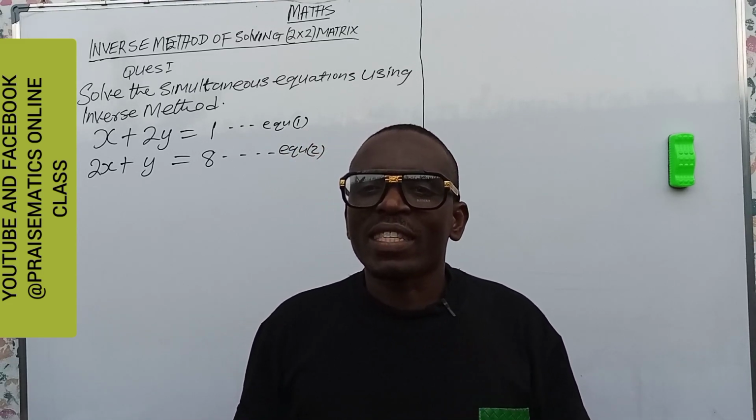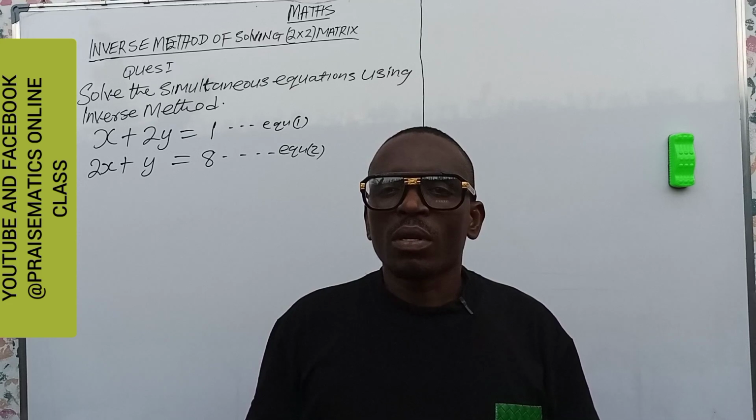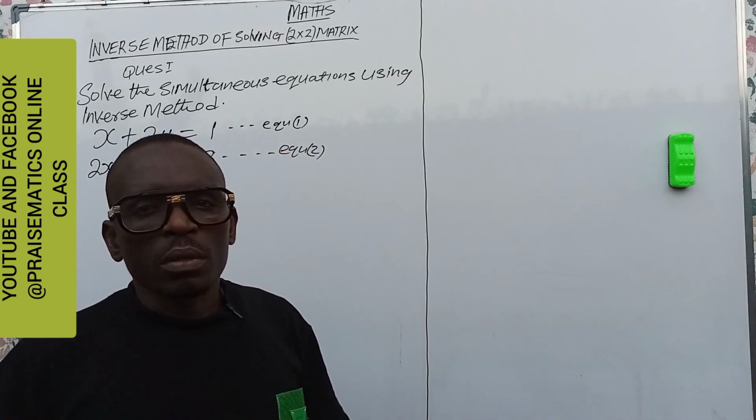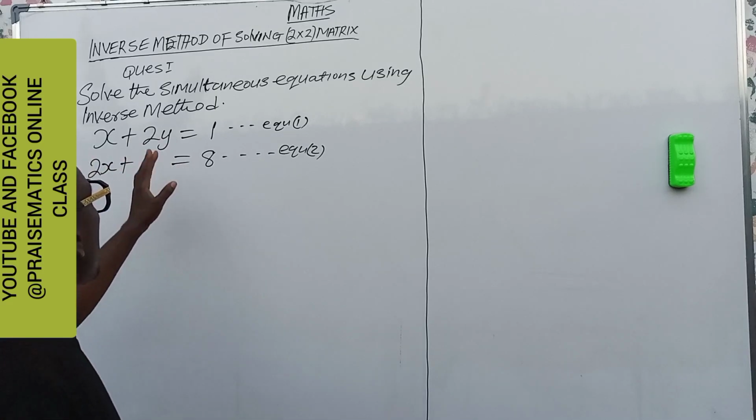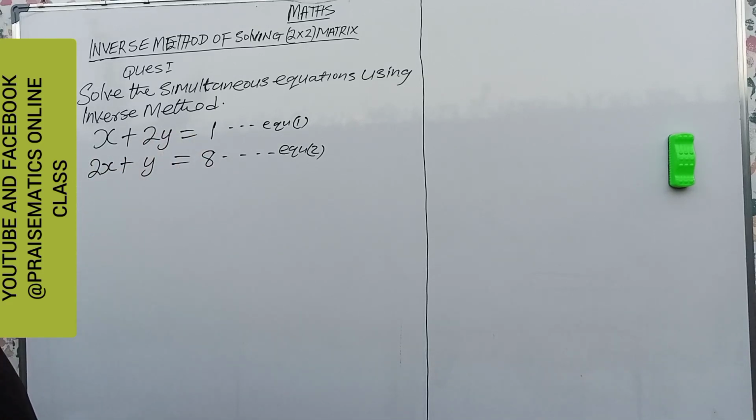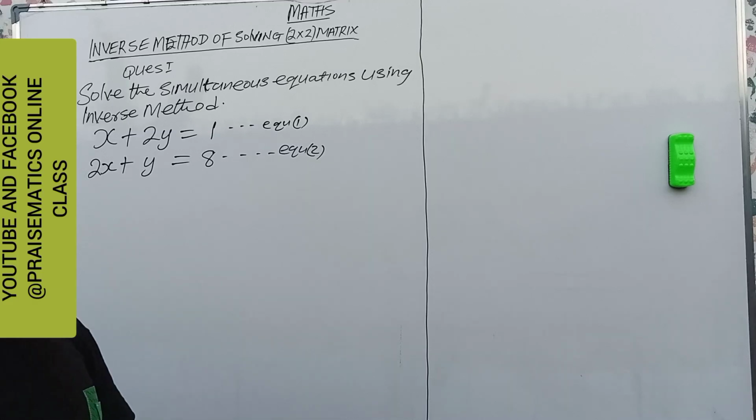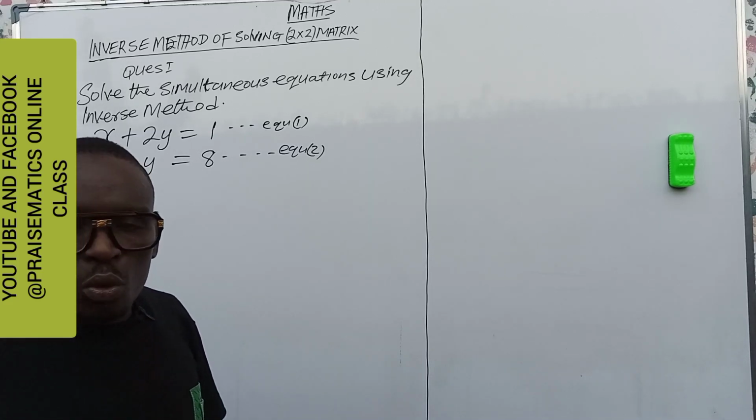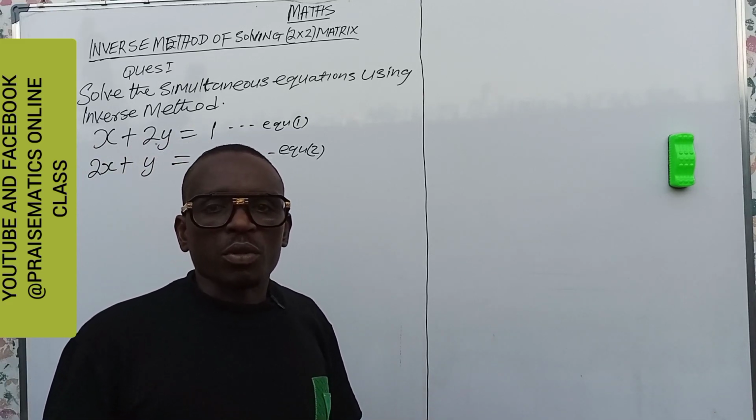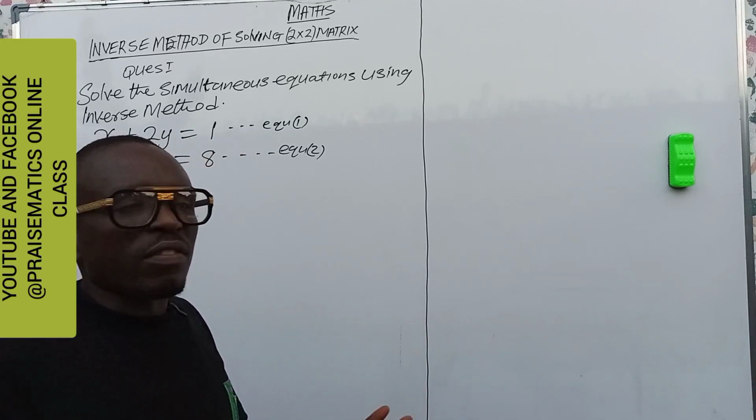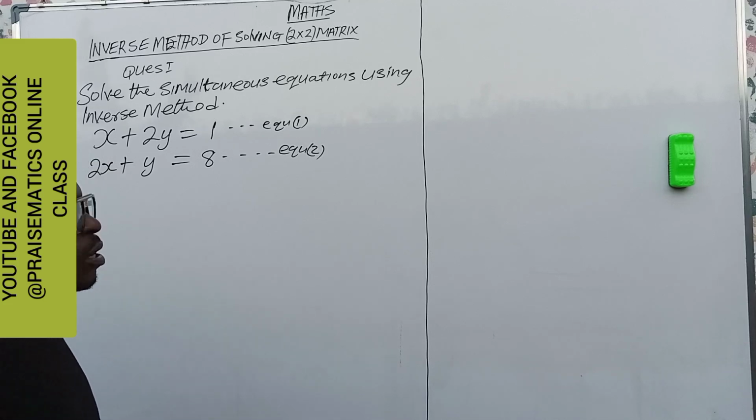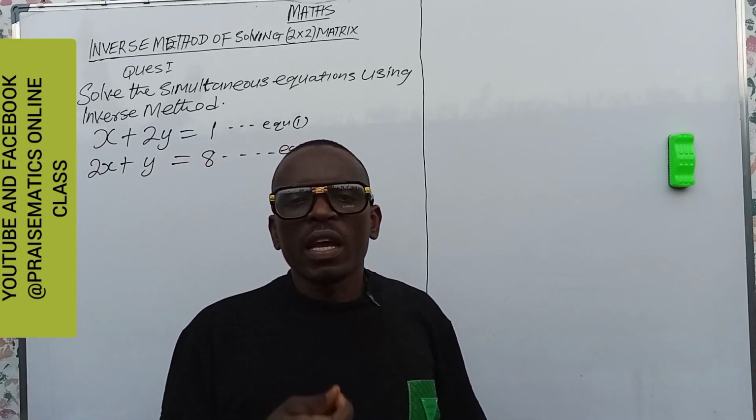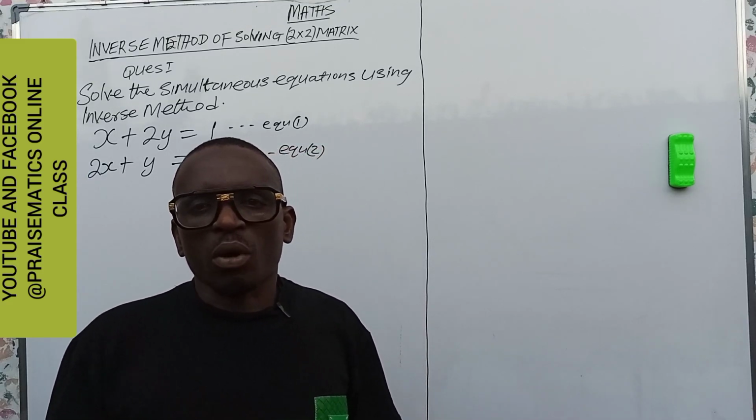In today's class, we are going to look at how to use the inverse method to solve matrices. That will give us a simultaneous linear equation, and we are asked to use the inverse method to solve the simultaneous linear equation. And that inverse method is just the inverse method of matrices. What are the first steps that we need to consider while solving by the inverse method of matrices?